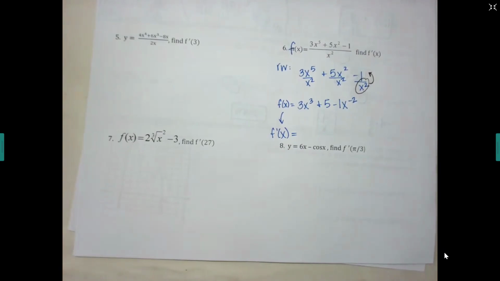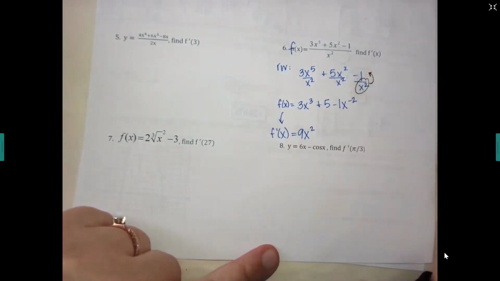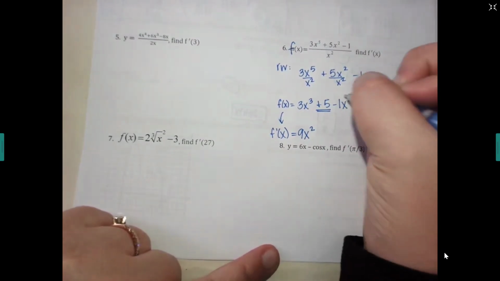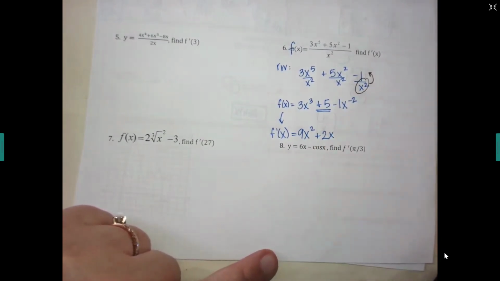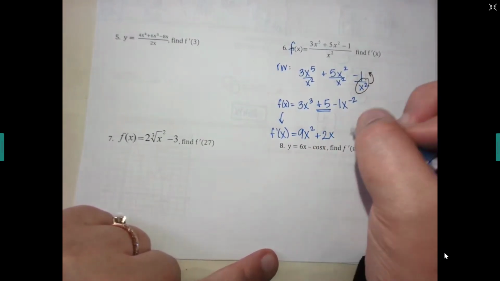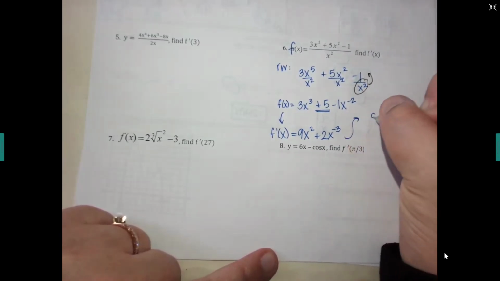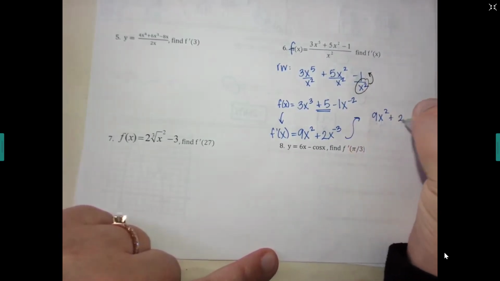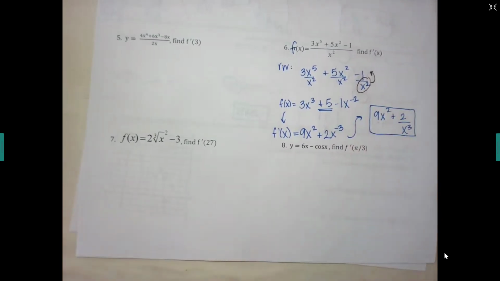Regular power rule here. So 3 times 3 is? 9x squared. What happens to the plus 5 if it's a constant? 0. And then negative 2 times negative 1 becomes a plus 2. What's the new power on x to the minus 2 if I take away one more? Minus 3. Okay, then remember, you won't see answer choices with negative exponents. So it'd be 9x squared plus 2 over x cubed. Okay?